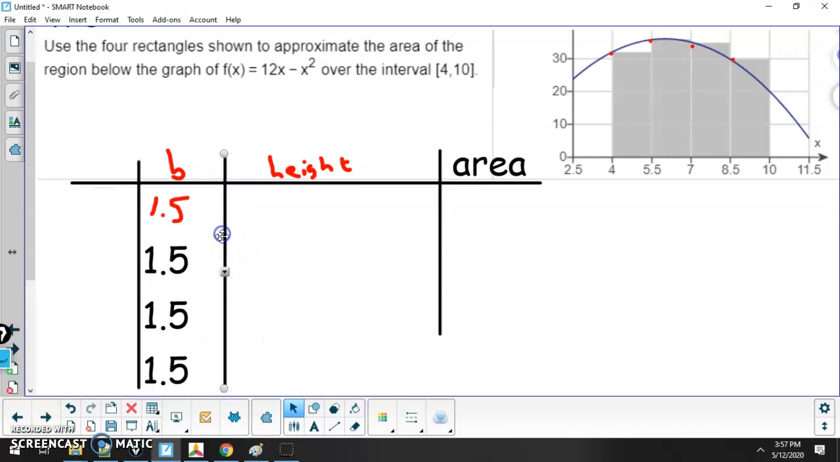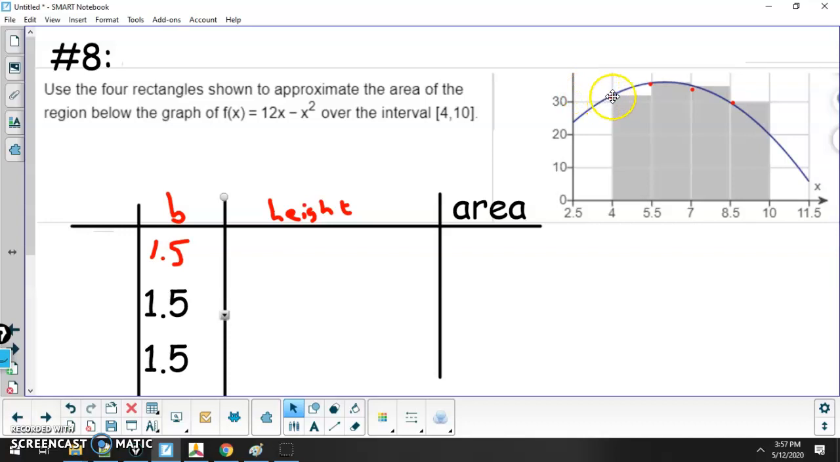Now, where I think I lose a lot of you guys is calculating the height. You can't just look at the graph and guesstimate. You have to be precise here when you're finding the height when they give you the function. So you take the x value of the point that is touching the curve here, and you substitute it into the function.